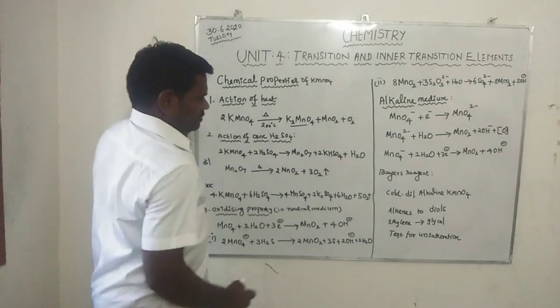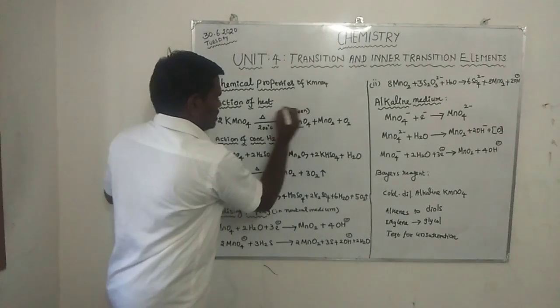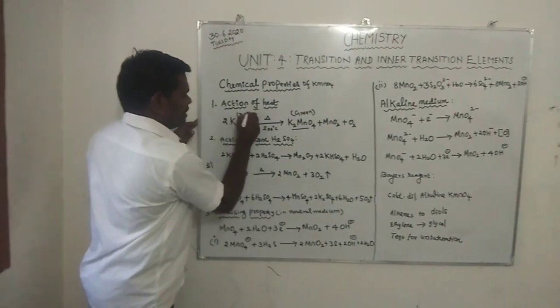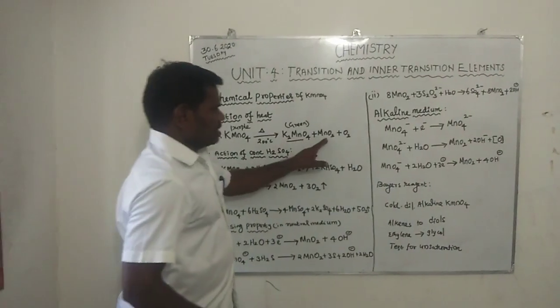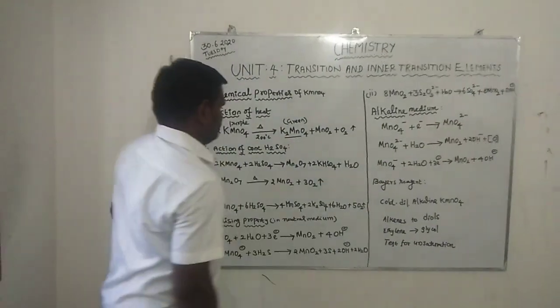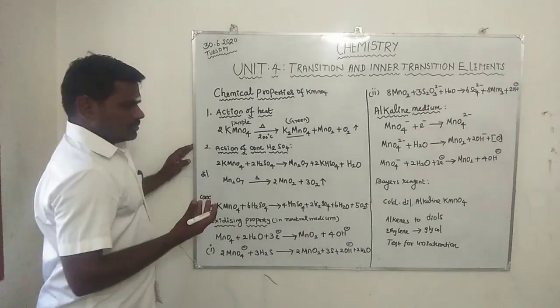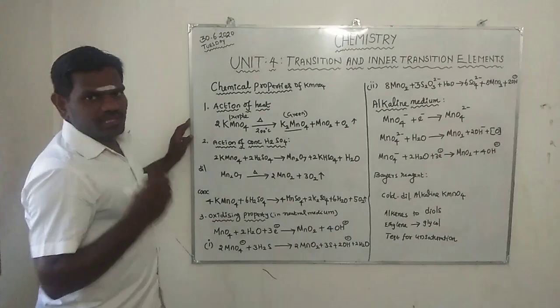potassium manganate, this green color substance. This one is the purple color substance. And manganese dioxide and oxygen gas evolved. Next topic is action of concentrated sulfuric acid.